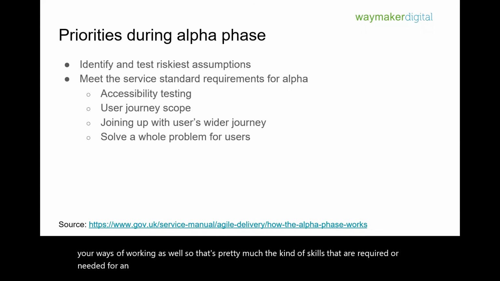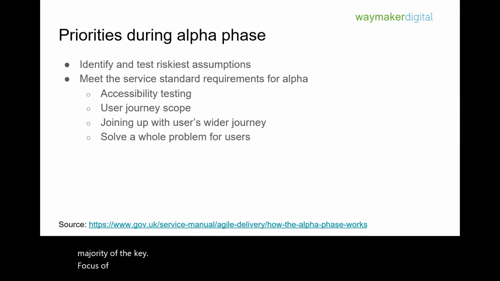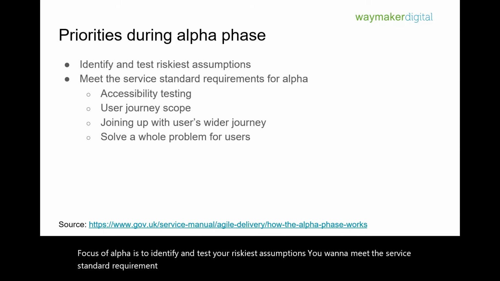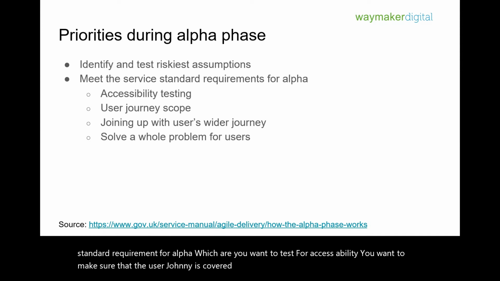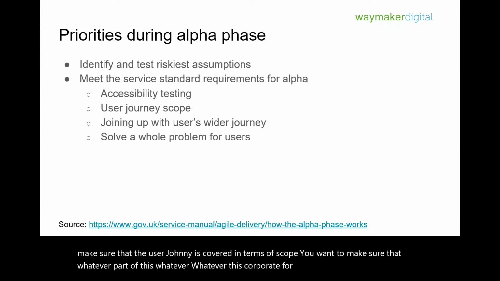In terms of priorities during alpha, I mentioned before that the key focus of alpha is to identify and test your riskiest assumptions. You want to meet the service standard requirements for alpha, which means you want to test for accessibility. You want to make sure that the user journey is covered in terms of scope. Whatever the scope of your service is, how does it fit? How does it join up into the user's wider journey?